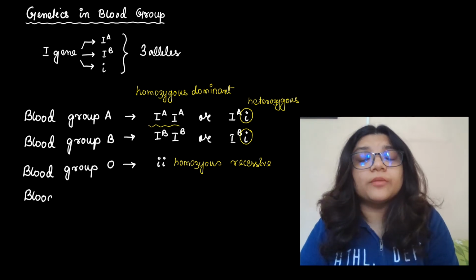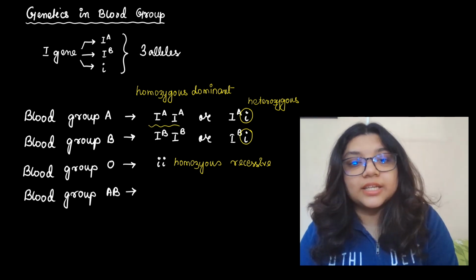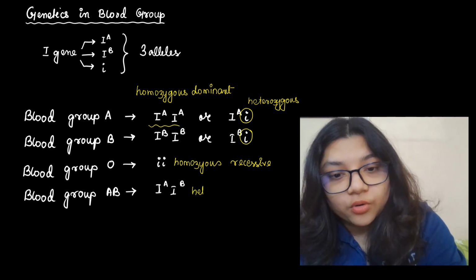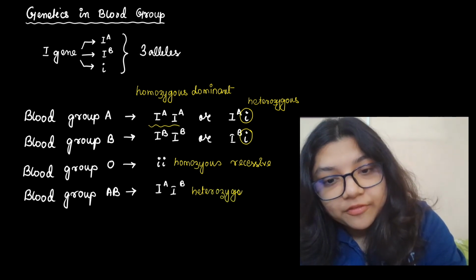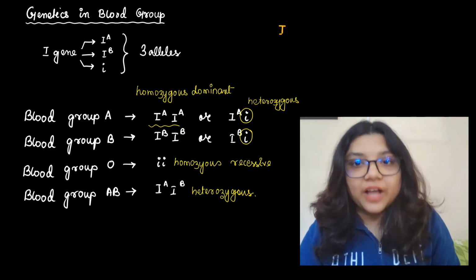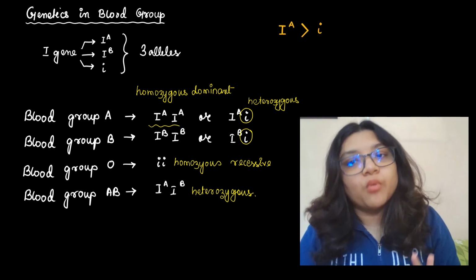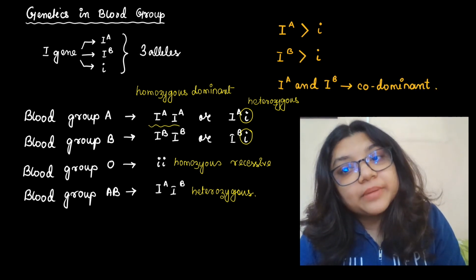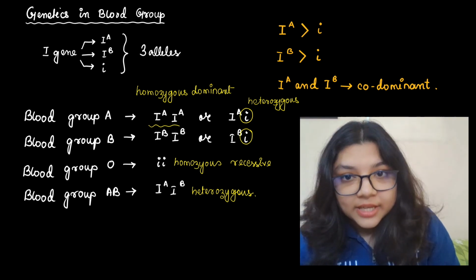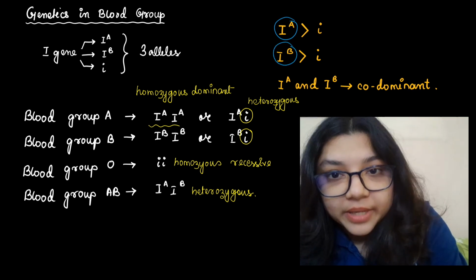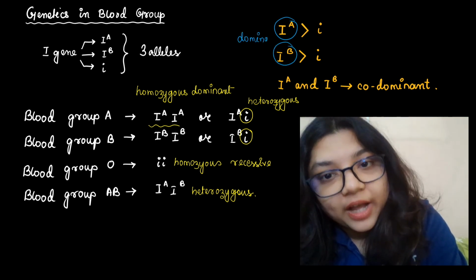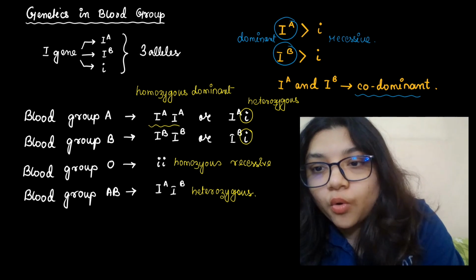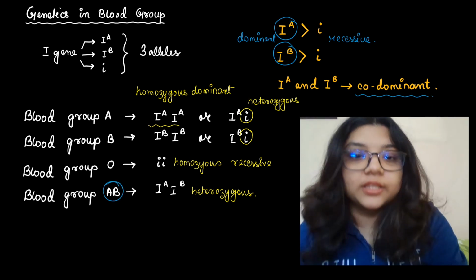And in case of blood group AB, it can have IA, IB. This is the only combination, so this is again heterozygous. If you have carefully noted this, you will be able to realize that IA is dominant over small i. IB is also dominant over small i, but IA and IB are co-dominant. So IA and IB over small i are dominant, while small i is the one that is recessive. But when IA, IB are present together, they are showing co-dominance. That is, both are being expressed in the blood group of the person.